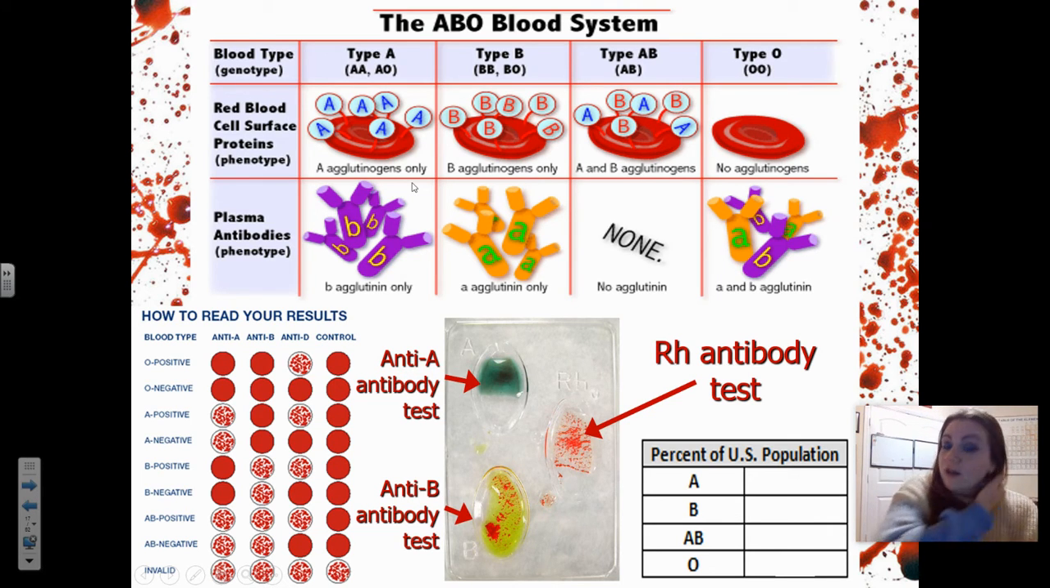Now, we have mentioned this yesterday as well. You have your red blood cells, and then the other 55% of your blood is the plasma, the liquid helping push the cells through your body. That plasma has antibodies floating around in it, and they are going to fight off what you don't have. So if you're type A and you have A proteins on your blood cell, so antigens on the cell, then you will have plasma antibodies floating through that will fight off the thing you don't have, which is B.